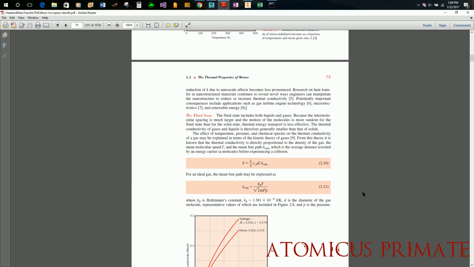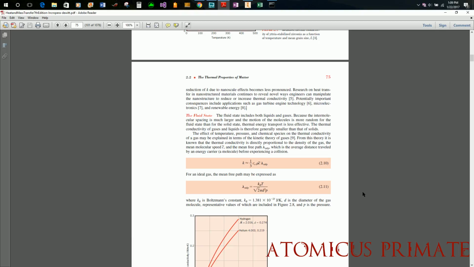That is to say, λ. I guess we're just solving for λ here. λ_MFP equals k_B times T over root 2 times π times d squared times p.